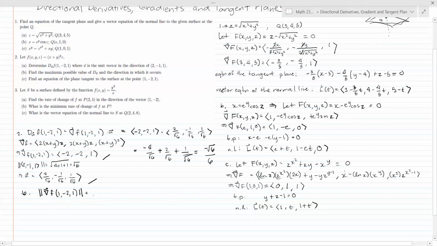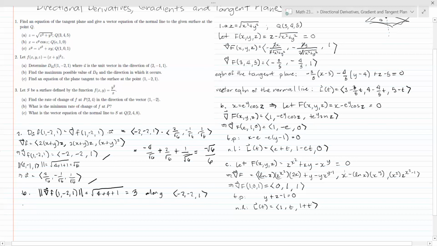Okay? So the norm here is, so the vector negative 2, negative 2, 1. So 4 plus 4 plus 1. So this is equal to 3. So this is the maximum possible value along the direction. Which direction? The vector negative 2, negative 2, 1.